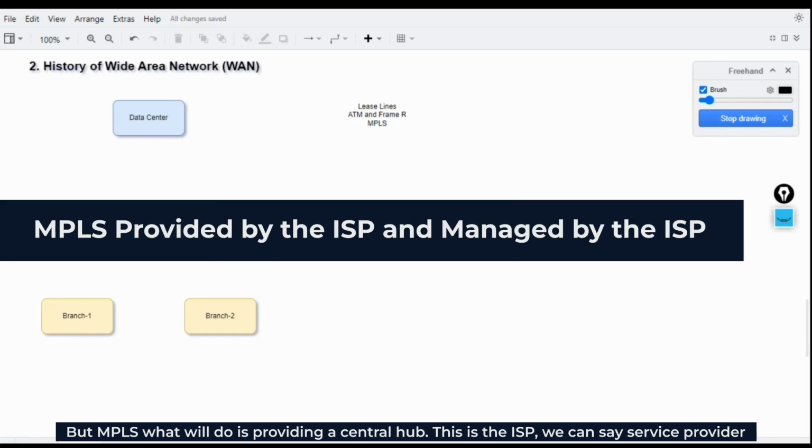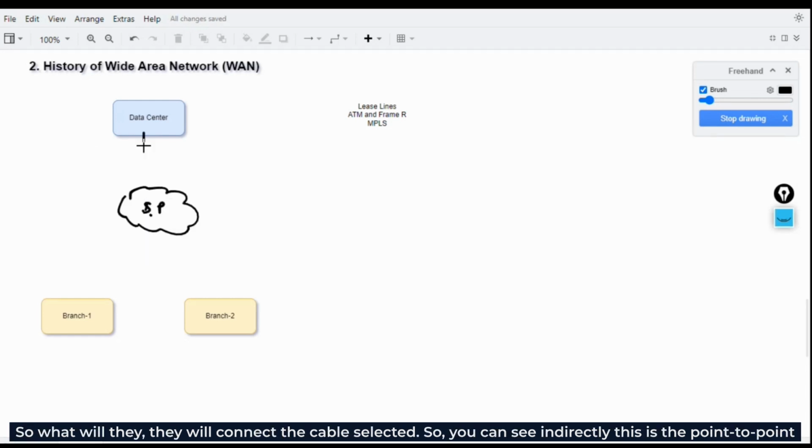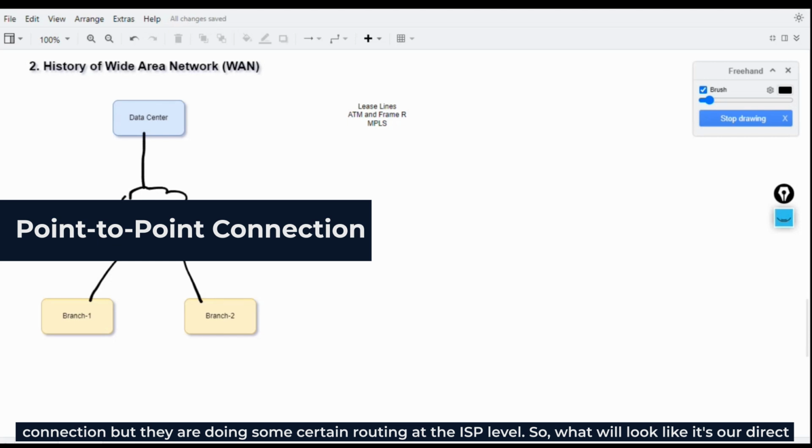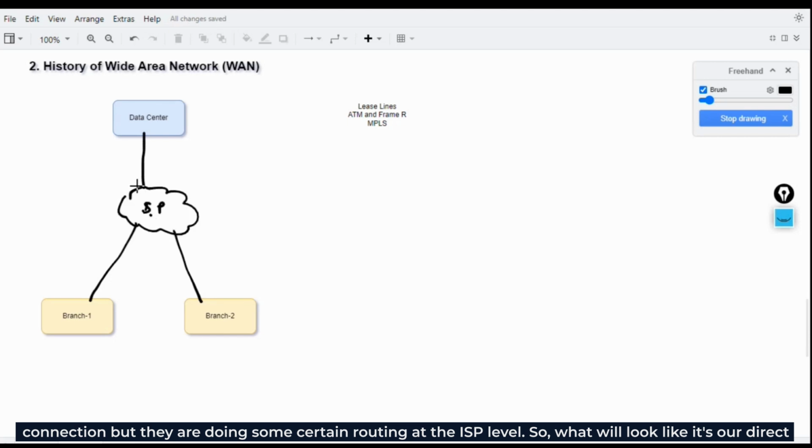But what MPLS does is provide a central hub. This is the ISP, the service provider. They connect the cables like that. Indirectly these are point-to-point connections, but they do some routing at the ISP level, so it looks like a direct connection. It is not visible to us. So we think from my data center to the branch there is a direct connection, but it is coming via the SP.